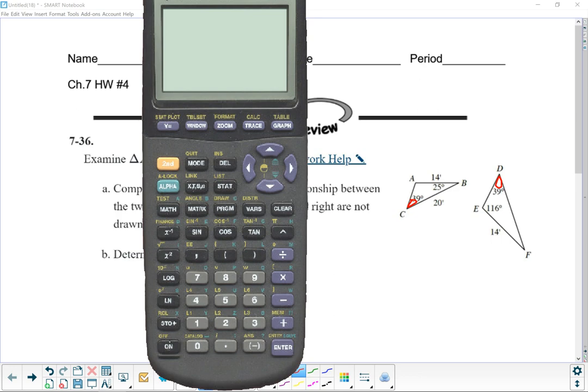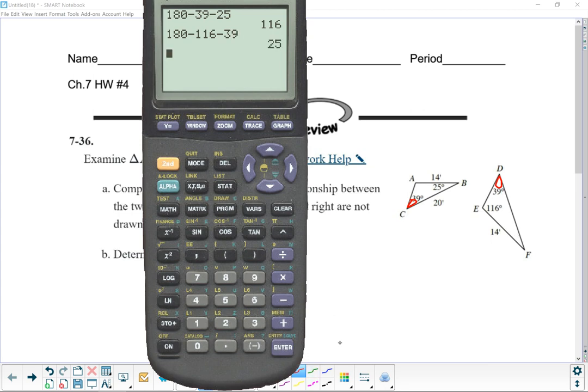And you're going to start with 180. I'm going to do the one on the left-hand side. Minus 39, minus 25. That gets you 116, which looks like it matches. I'm going to do the one on the right-hand side. So 180 minus 116 minus 39, and that gets you 25, and it matches.